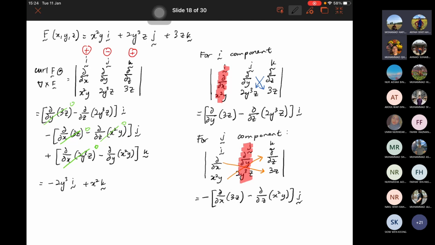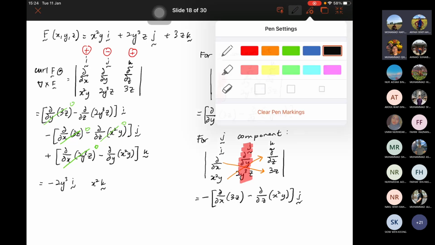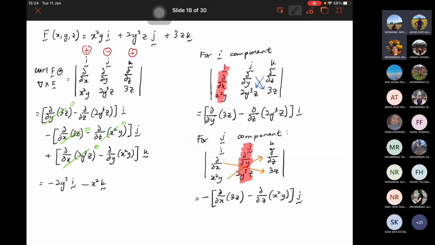Doktor, dapat. Dia bukan negatif x squared K ke? Negatif x squared K. Negatif. Kan? Betul, jawapan Elfis. Dia juga orang lelaki yang alert. Payah nak jumpa ni. Okay, betul. Terima kasih, Doktor. Okay, sama. Thanks to you for noticing me about that.